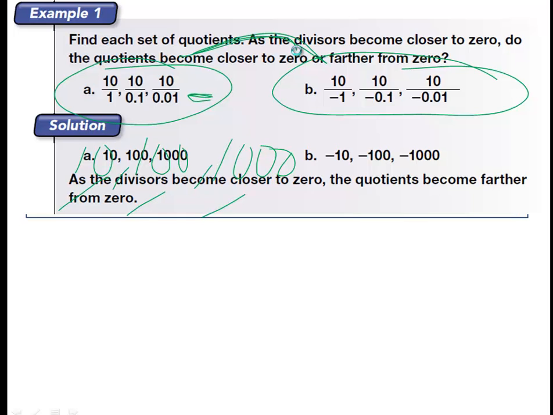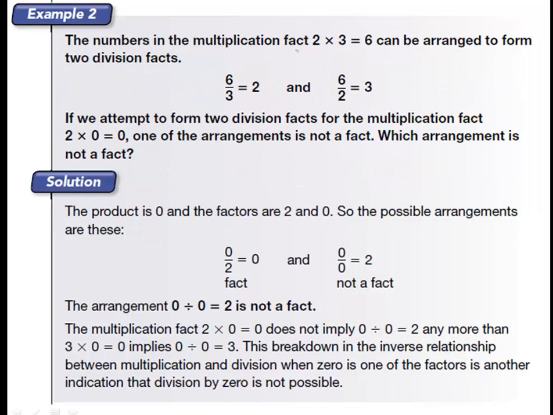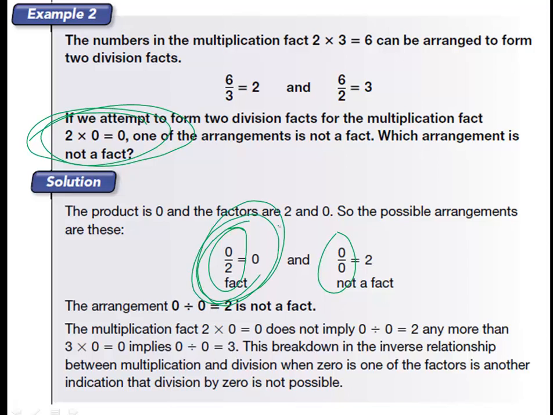Okay, so the numbers in the multiplication fact, 2 times 3 equals 6, we can rearrange that and do 6 divided by 3 equals 2, or we can do 6 divided by 2 equals 3. We're allowed to do that, but we can't do that when the problem involves a 0. If we have this one right here, and we want to rearrange it and do 0 divided by 2 and 0 divided by 0, this one works, because 0 divided by 2 is 0. But this one does not work because 0 divided by 0 is not 2. So the arrangement 0 divided by 0 equals 2 is not a fact. It doesn't work that way.